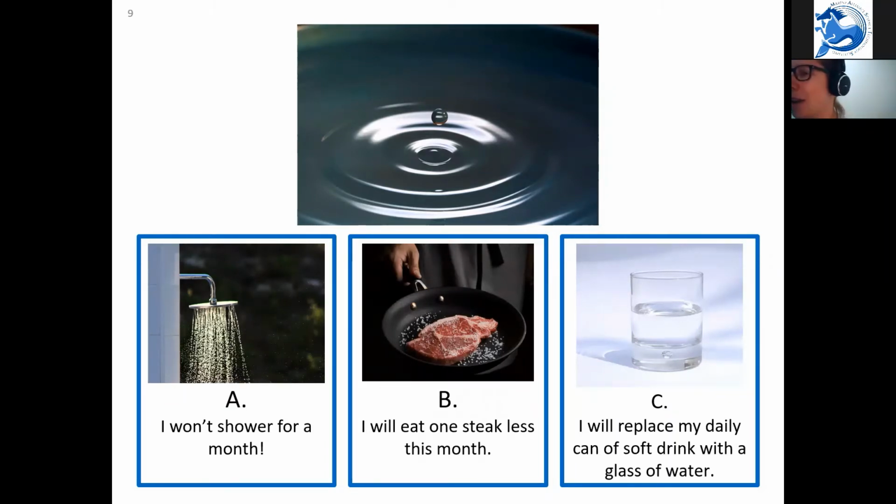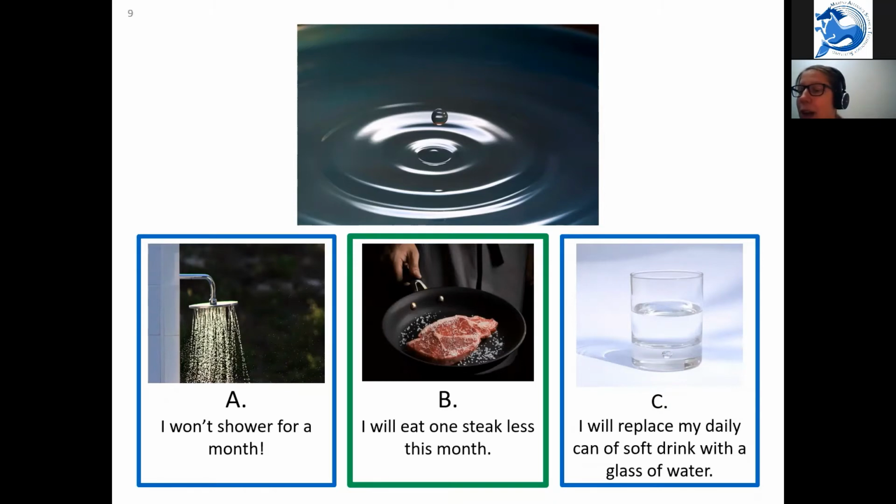Okay, so again, the majority of you got that right. About 60% went with answer B, which was to eat 1 steak less a month. So saving water is important, even in Scotland. And while every little helps with taking less showers or drinking less cups of tea, the majority of our water footprint is actually in the production and consumption of goods and food.